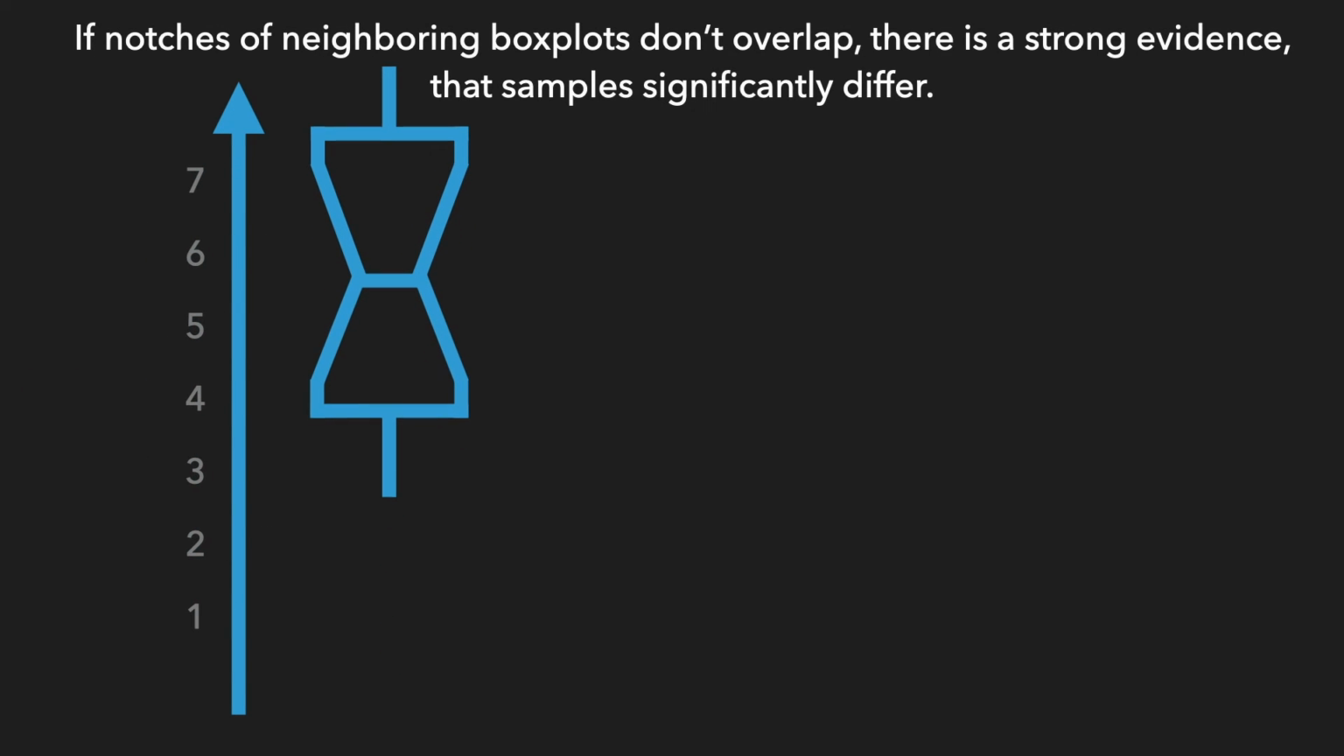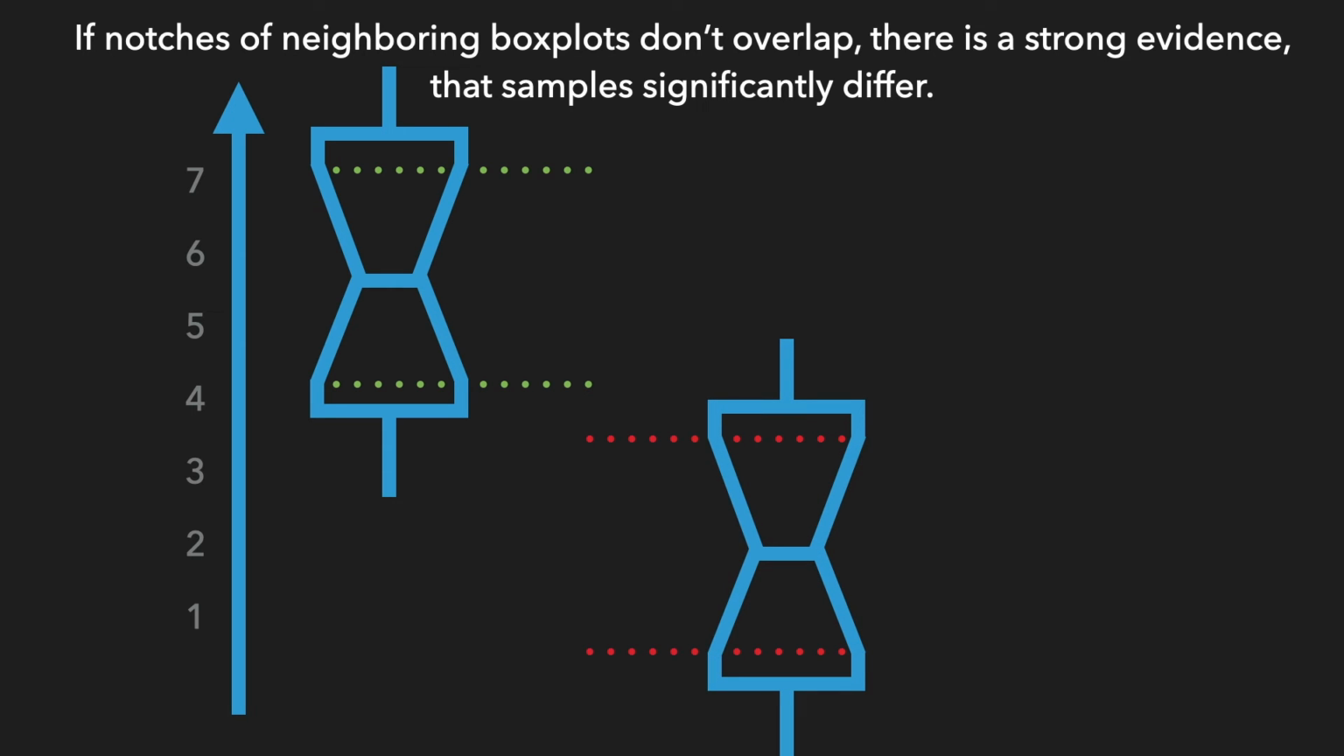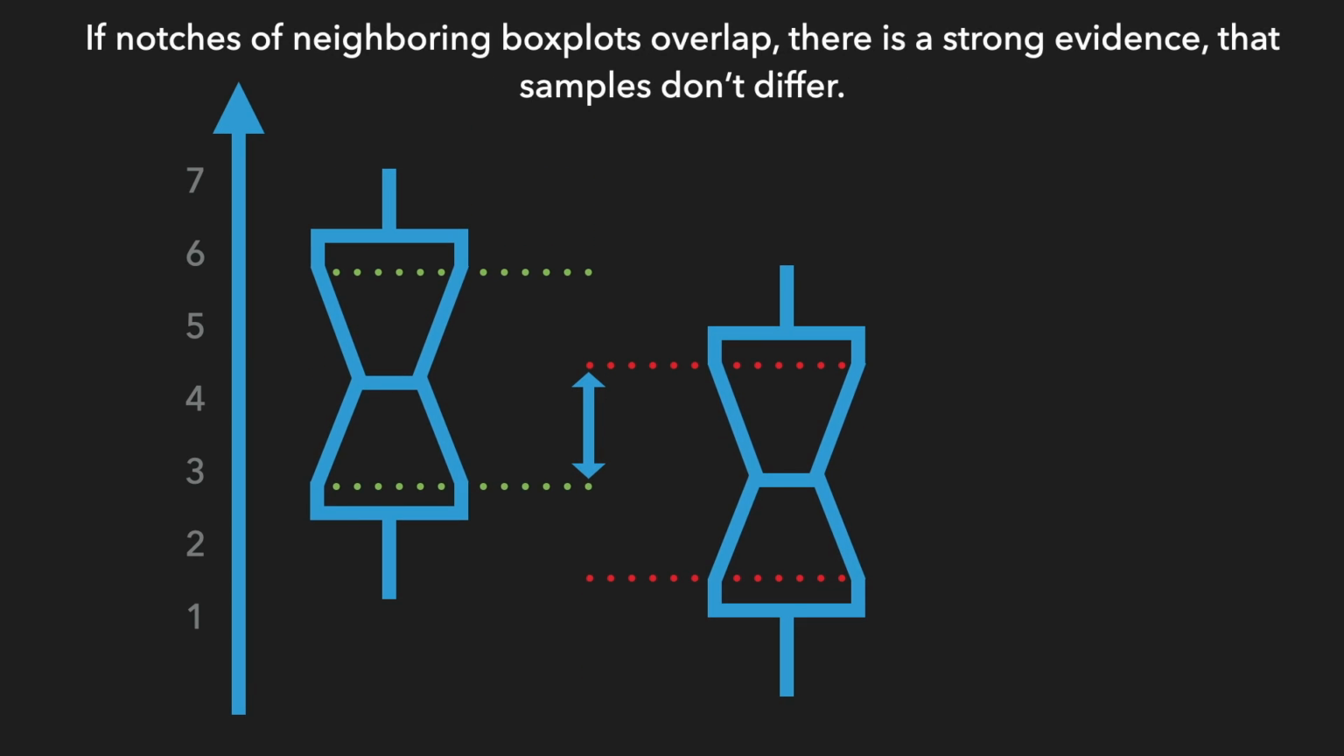Well, in general, if notches of neighboring box plots don't overlap, there is strong evidence that samples significantly differ. We can use this in informal discussions or for gaining intuition about our data. However, we need to conduct a proper statistical test to be sure. Similarly, if notches of neighboring box plots do overlap, there is strong evidence that samples don't differ.